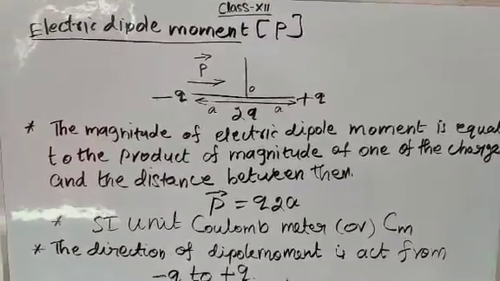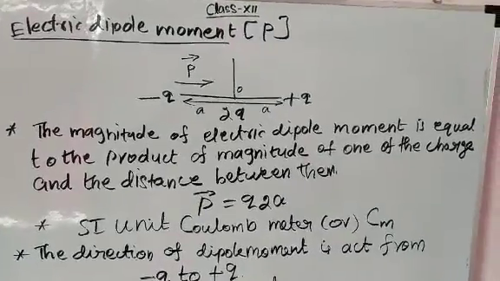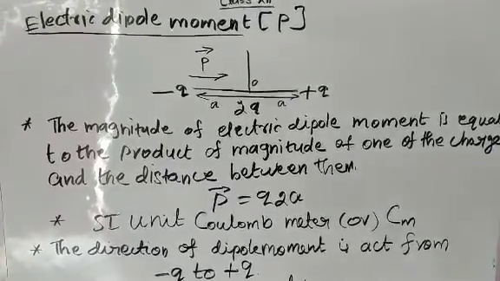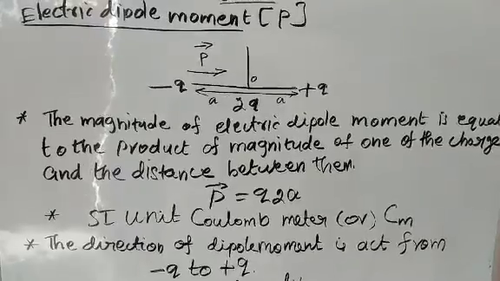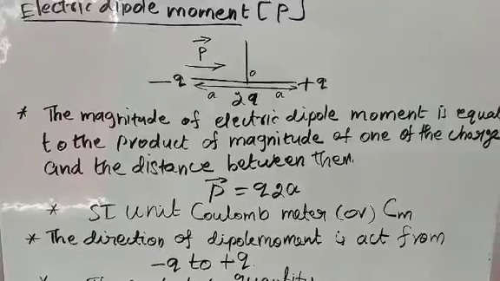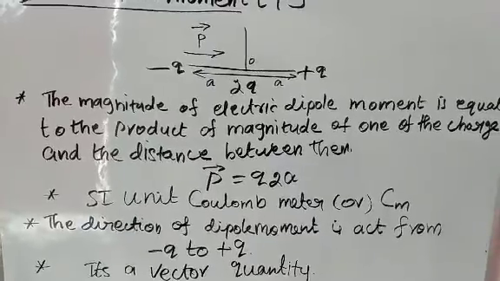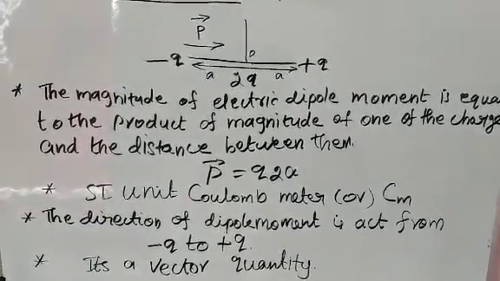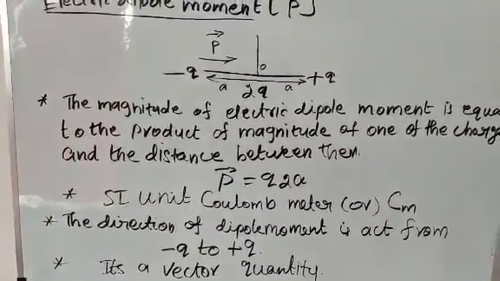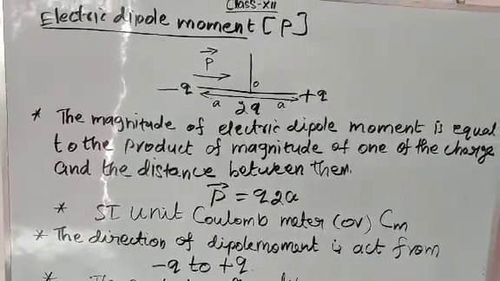The electric dipole moment is defined as: its magnitude is equal to the product of the magnitude of one of the charges and the distance between them. P vector is equal to q into 2a, charge into distance. The SI unit is coulomb meter, C m. The direction of the electric dipole moment is from minus q to plus q. It is a vector quantity. So this is a very important 2-mark question: define electric dipole moment and give its unit.